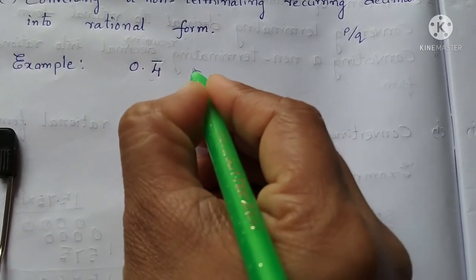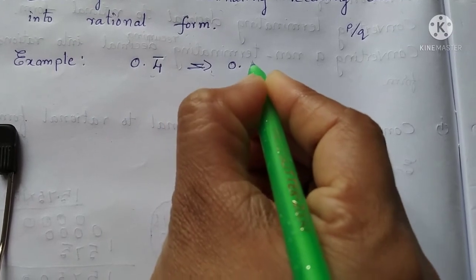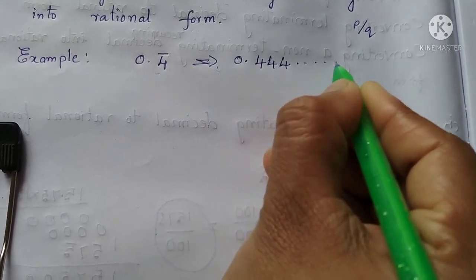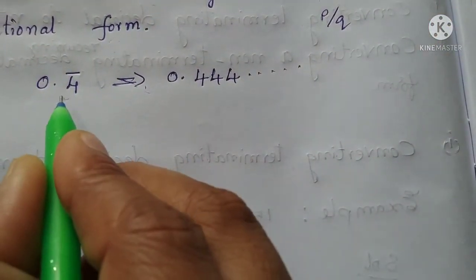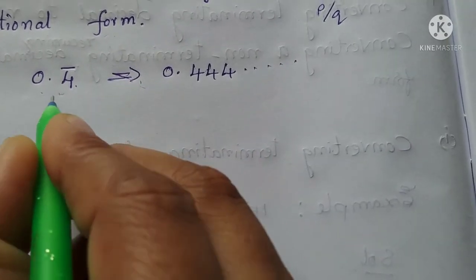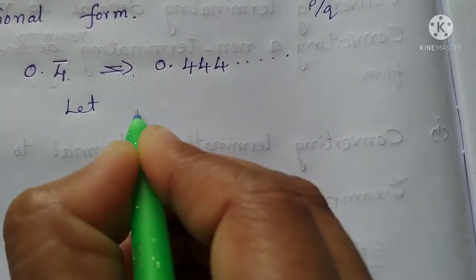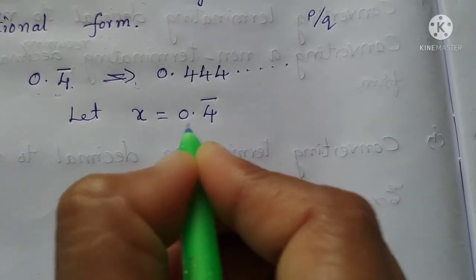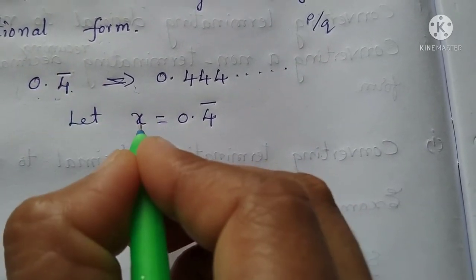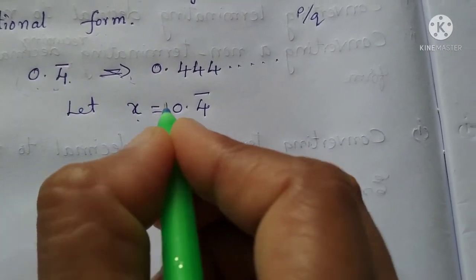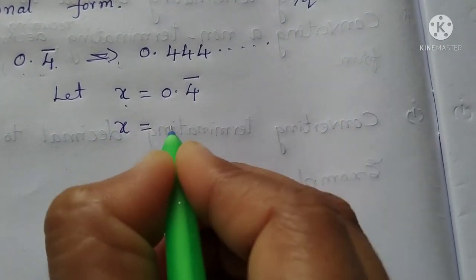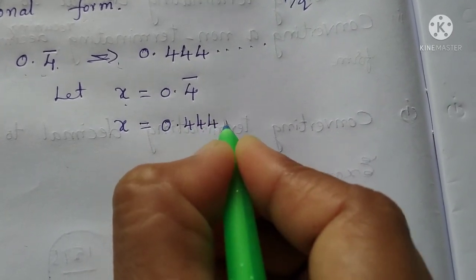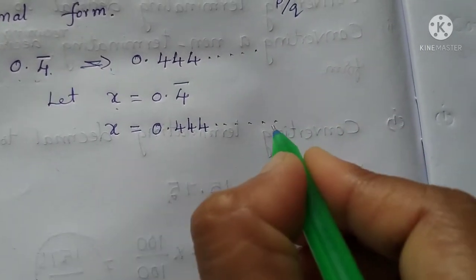So we should write here 0.444 and so on. Okay, next, first give the number. We have to take here, let x equal to 0.4 bar. So then we have to take this decimal as x. Here x equal to 0.4 bar means we should write 0.444 and so on. Okay, this is equation 1.